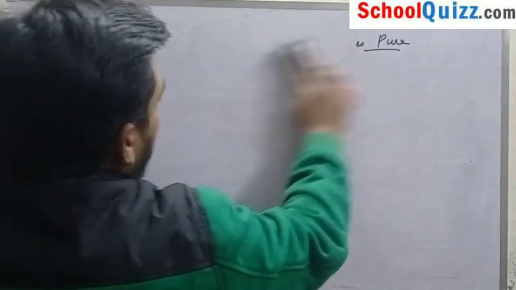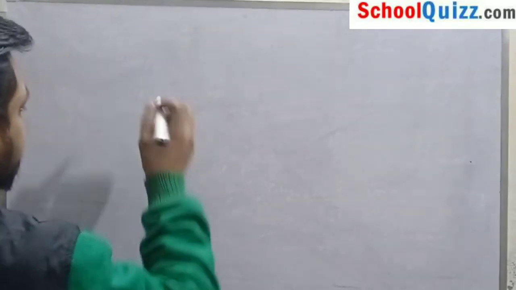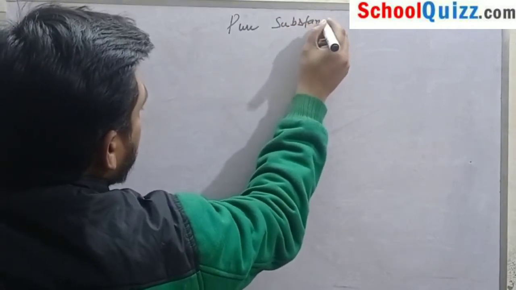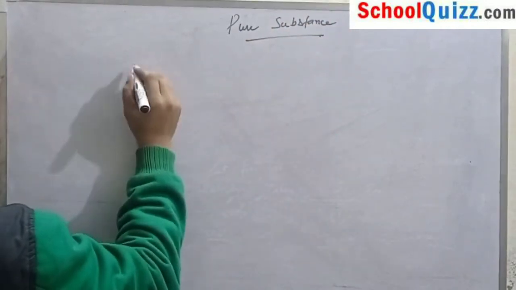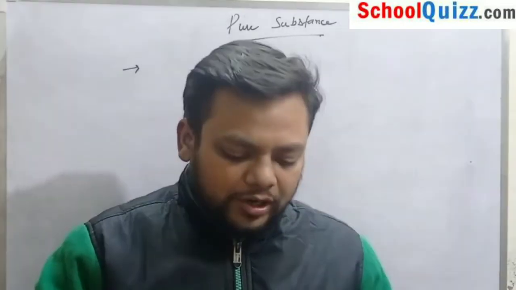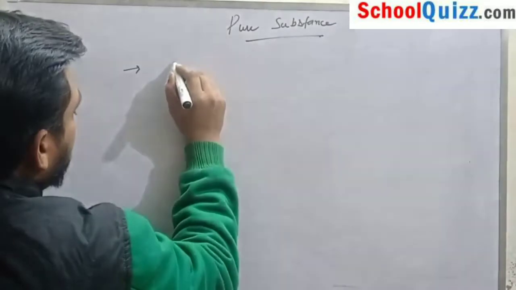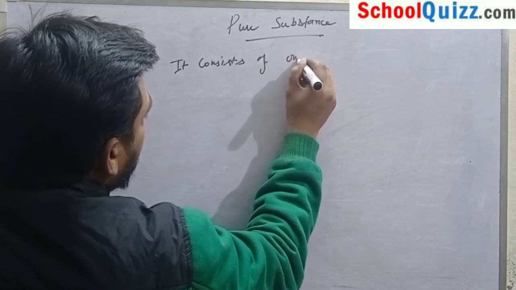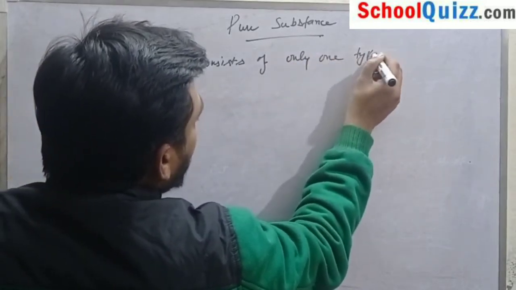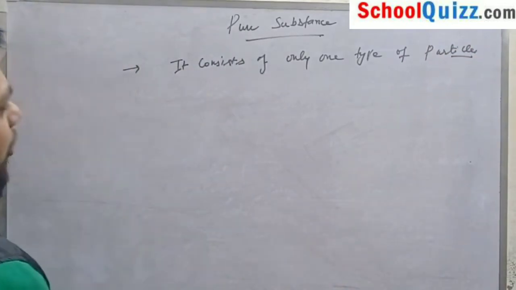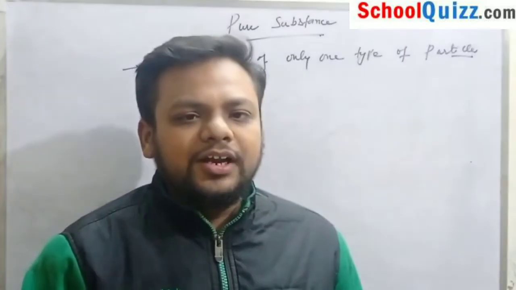What is a pure substance? A pure substance means that which is made up of only one type of particles. That is, it consists of only one type of particles, or behaves as a single entity.